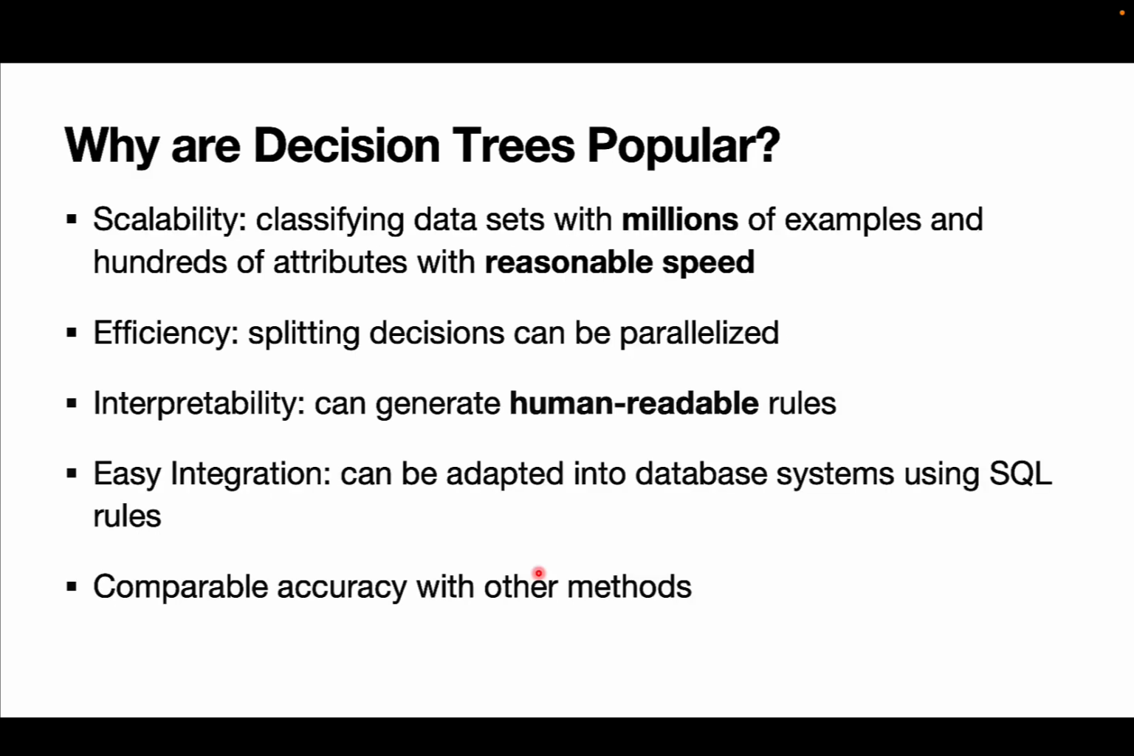Decision trees remain widely used due to their scalability. They can handle large data sets efficiently. Efficiency can be parallelized for faster computation. They offer interpretability and easy integration, and can be adapted inside database management systems, and they have competitive accuracy and perform well, especially in ensembles.